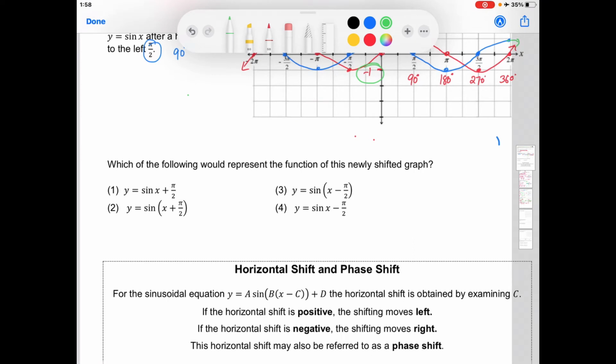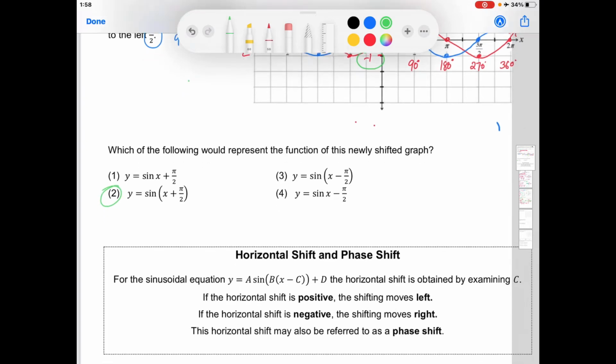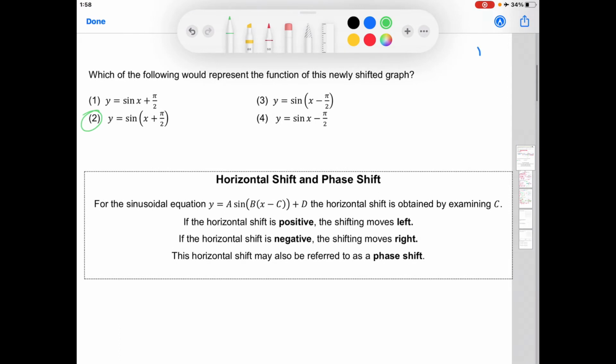Which of the following would represent the function of this newly shifted graph? Since we moved our x's, it's a horizontal shift, right? So we did pi over 2 to the left. Remember the horizontal shift, going back to when we did our quadratics, is always the opposite sign. So if you're moving to the left, it's going to be plus pi over 2. Okay, horizontal shift and phase shift are very similar, or the same, in math.